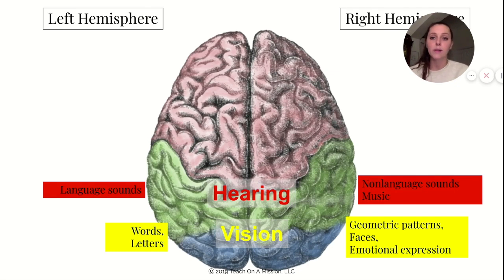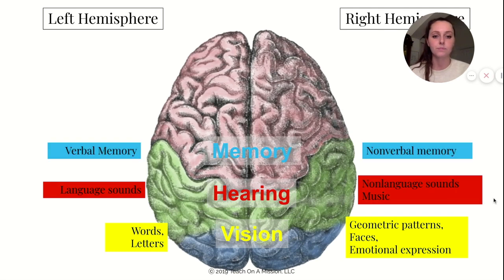Hearing. So from the left hemisphere, we're going to hear language sounds, like words, any sort of sound that comes from a language. And then the right hemisphere is going to be non-language sounds like music or other things like that. Memory. So for the left hemisphere, we have our verbal memory. And then right hemisphere, we have our non-verbal memory. So talking about things, conversations, interactions, that can be verbal memory as opposed to the right hemisphere, which might be something that you've read or something that you watched, but no words were taking place.